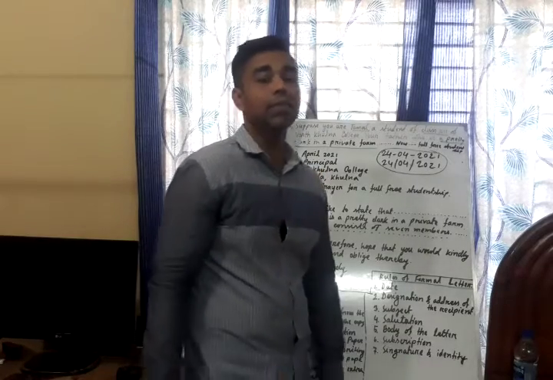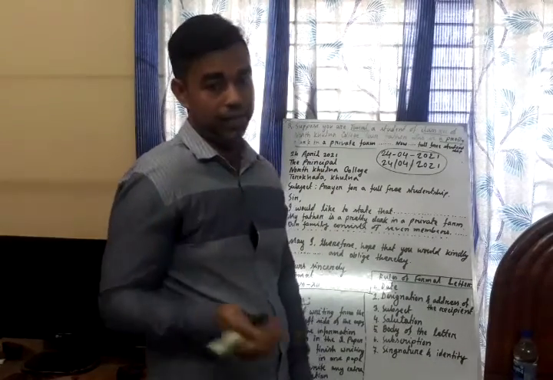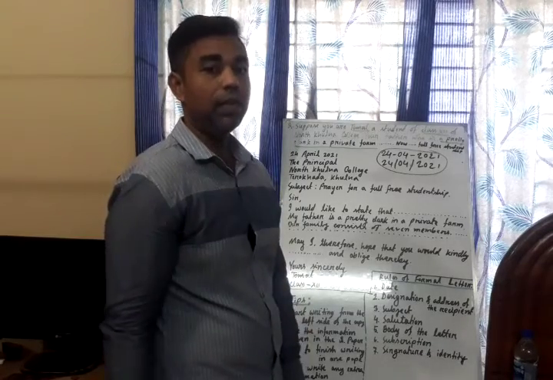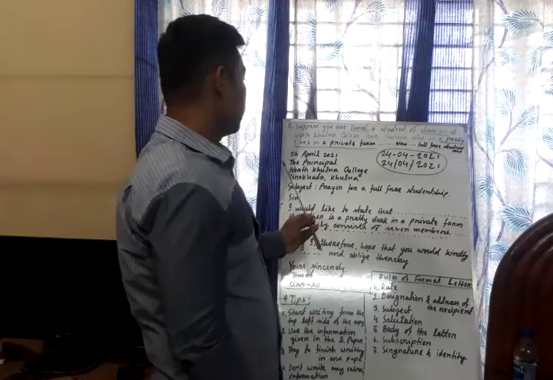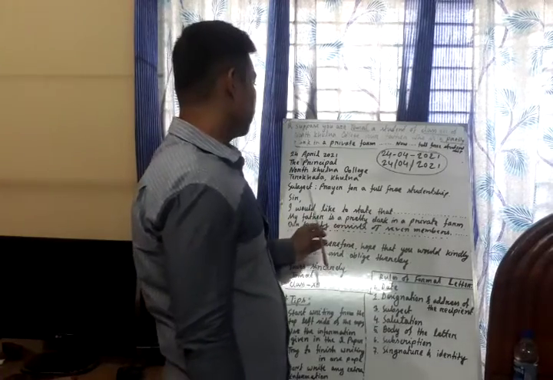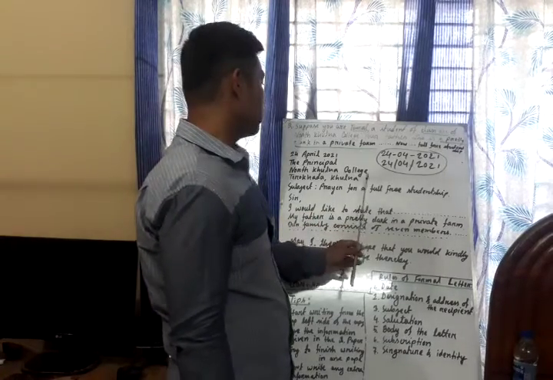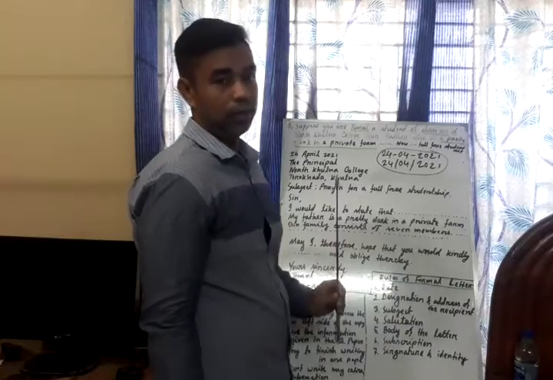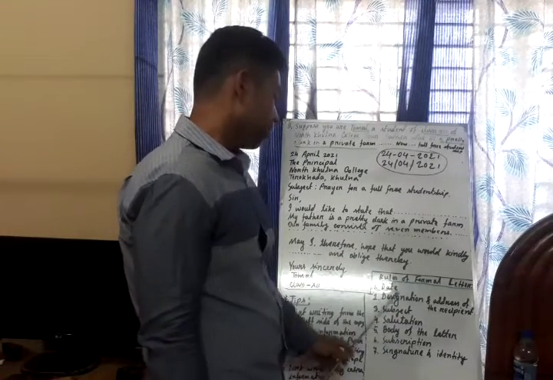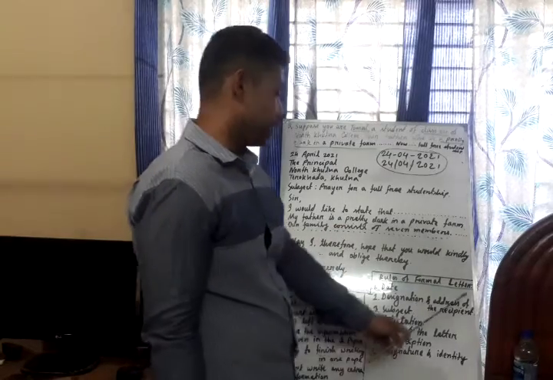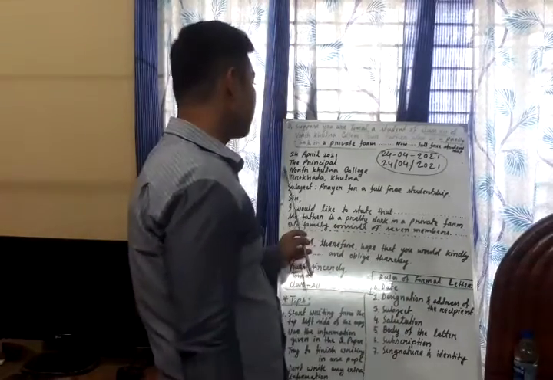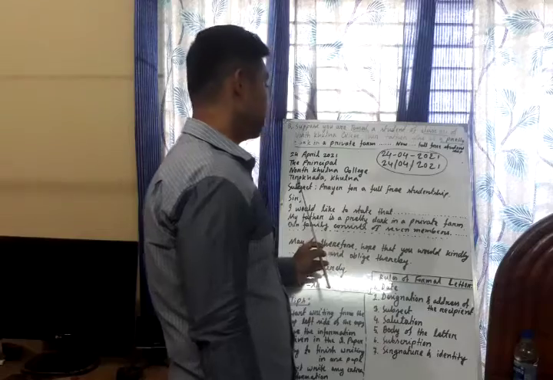Then, designation and address of the recipient. Think that you are writing a formal letter to the principal of your institution. So how can you write? The Principal, Government North Khulna College, Tarakanda, Khulna. So the designation is the principal, and the address of the recipient is Government North Khulna College, Tarakanda, Khulna.